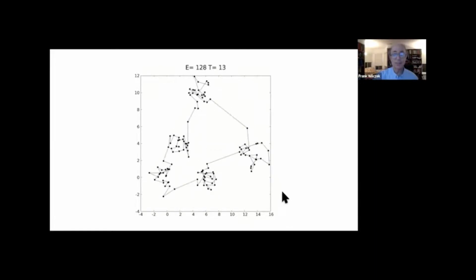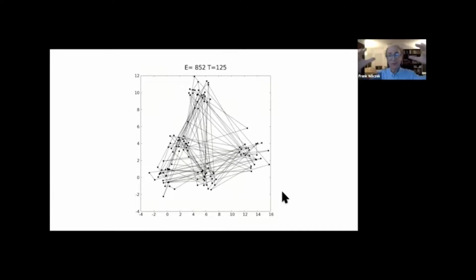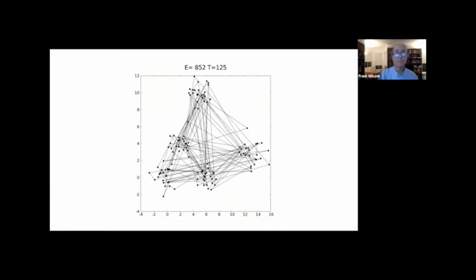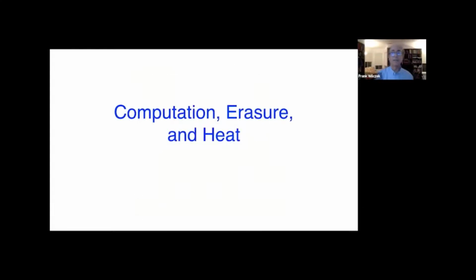So you can see how the process of sucking out energy forces the path. You can think of this as almost like a string that's getting tauter and tauter because you take the energy out, you pull it tight. Okay, so that's simulated annealing.